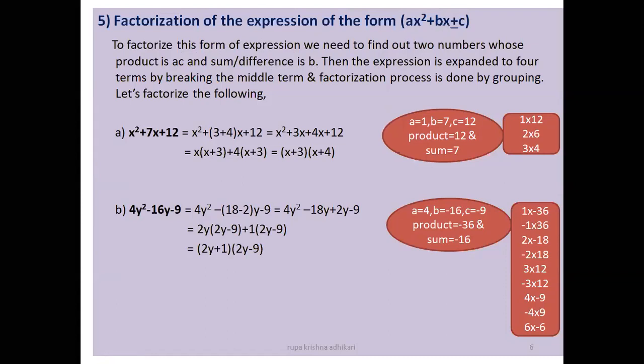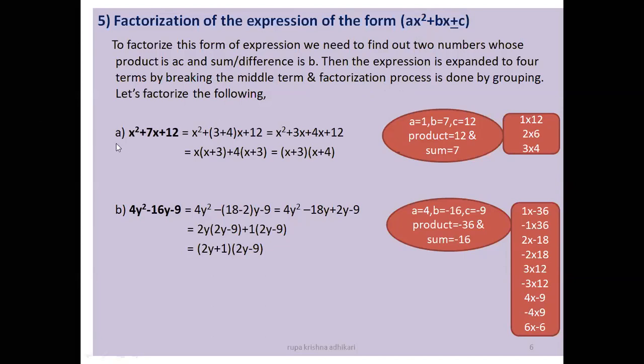Once again I am telling, to factorize this form of expression, we need to find two numbers whose product is a into c and sum or difference is b. Then the expression is expanded to 4 terms by breaking the middle term, and factorization is done by grouping. Remember the previous 4 types of expressions, that is also useful while solving this.